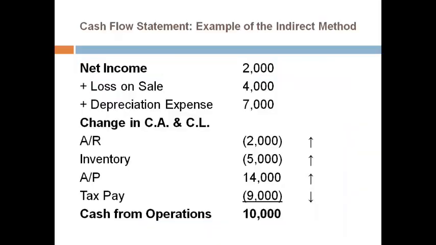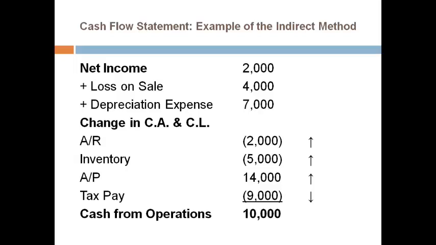The operating section under the indirect method will look like this. Net income is adjusted for non-cash items and changes in current assets and current liabilities to get to cash from operations. Losses and expenses are added to net income because these amounts decrease net income and were not paid in cash. The company has more cash than net income.